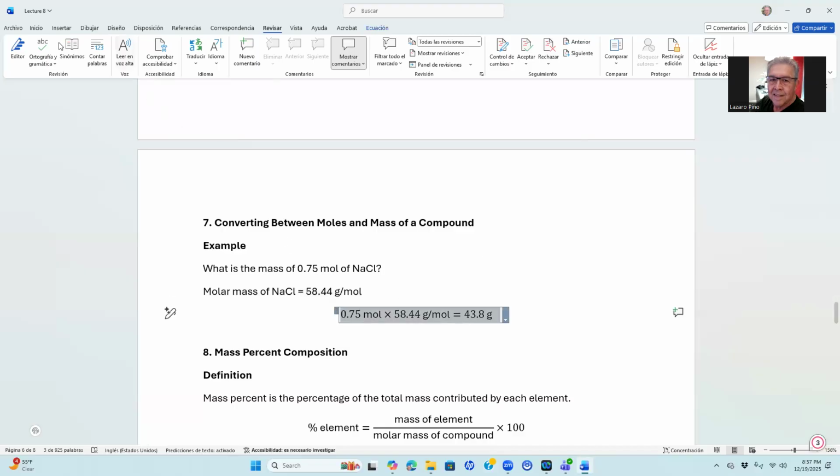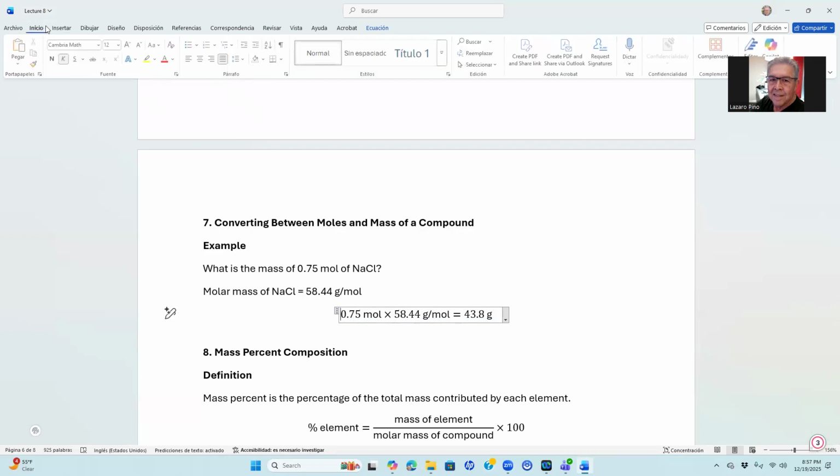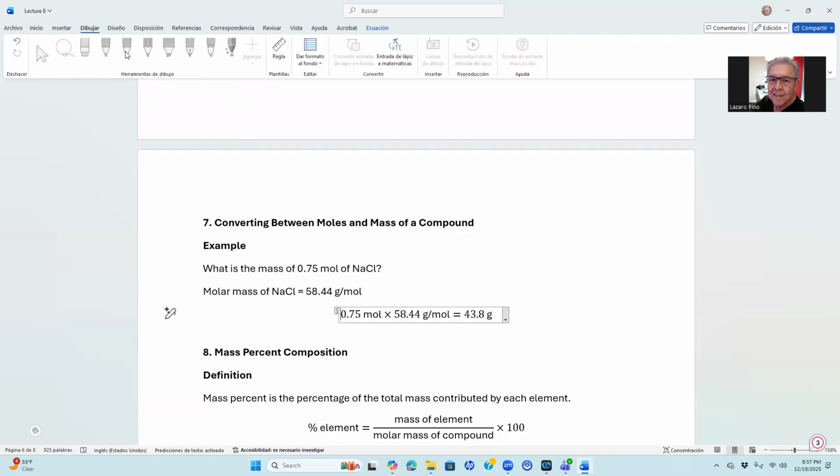0.75 mol times 58.44. As you can see here, you multiply 0.75 times 58.44 grams per mole in such a way that you can cancel mole with mole, and then the product of these two numbers will give you the result in grams.